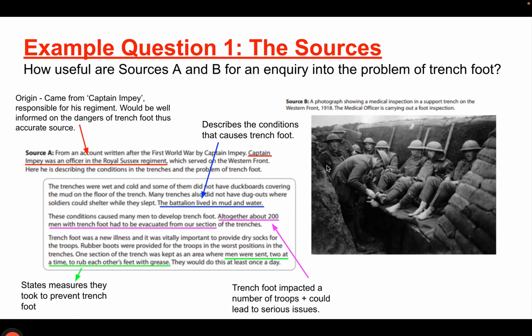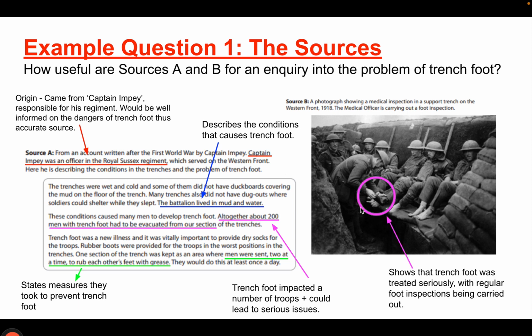Now, when we flip over to source B, we can see in the image, kind of backed up there with the blurb at the top, the medical officer is carrying out a foot inspection, but we can see that trench foot was treated seriously, with regular foot inspections being carried out. And once again, for the provenance, I am going for origin again, and that being it displays the measures in place at the end of World War I.